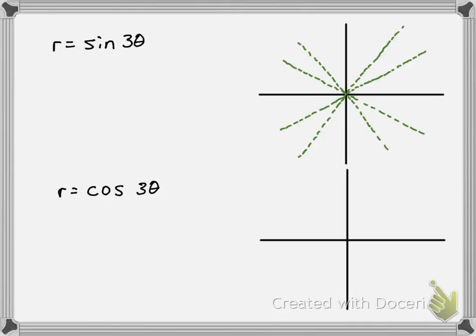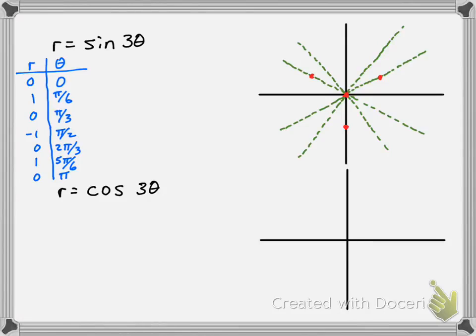and I'll let you take a second to build a table starting at theta being 0 and then plug in increments of pi over 6. So go ahead and pause and take a second to do that. Okay, so I went ahead and made a table utilizing points going up through pi.